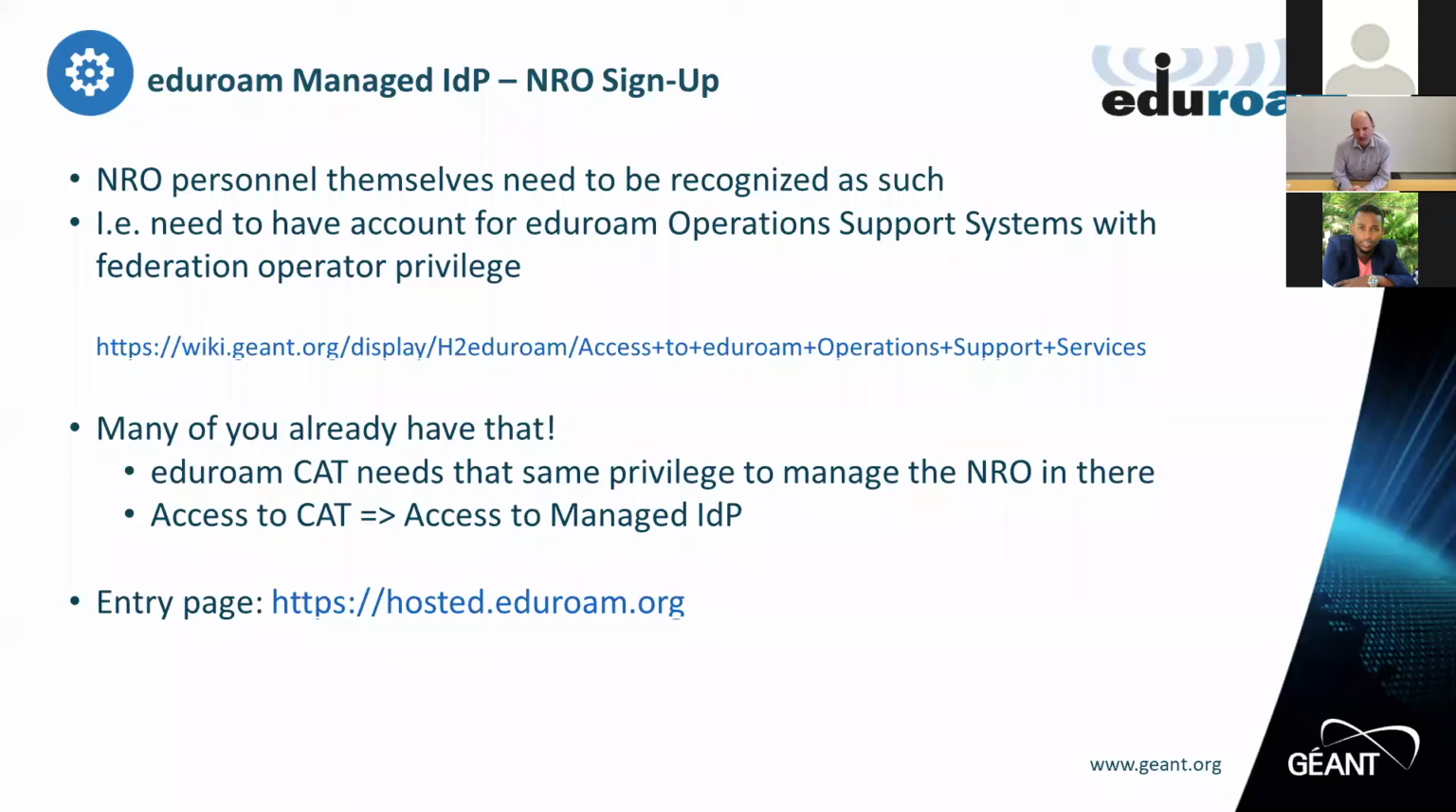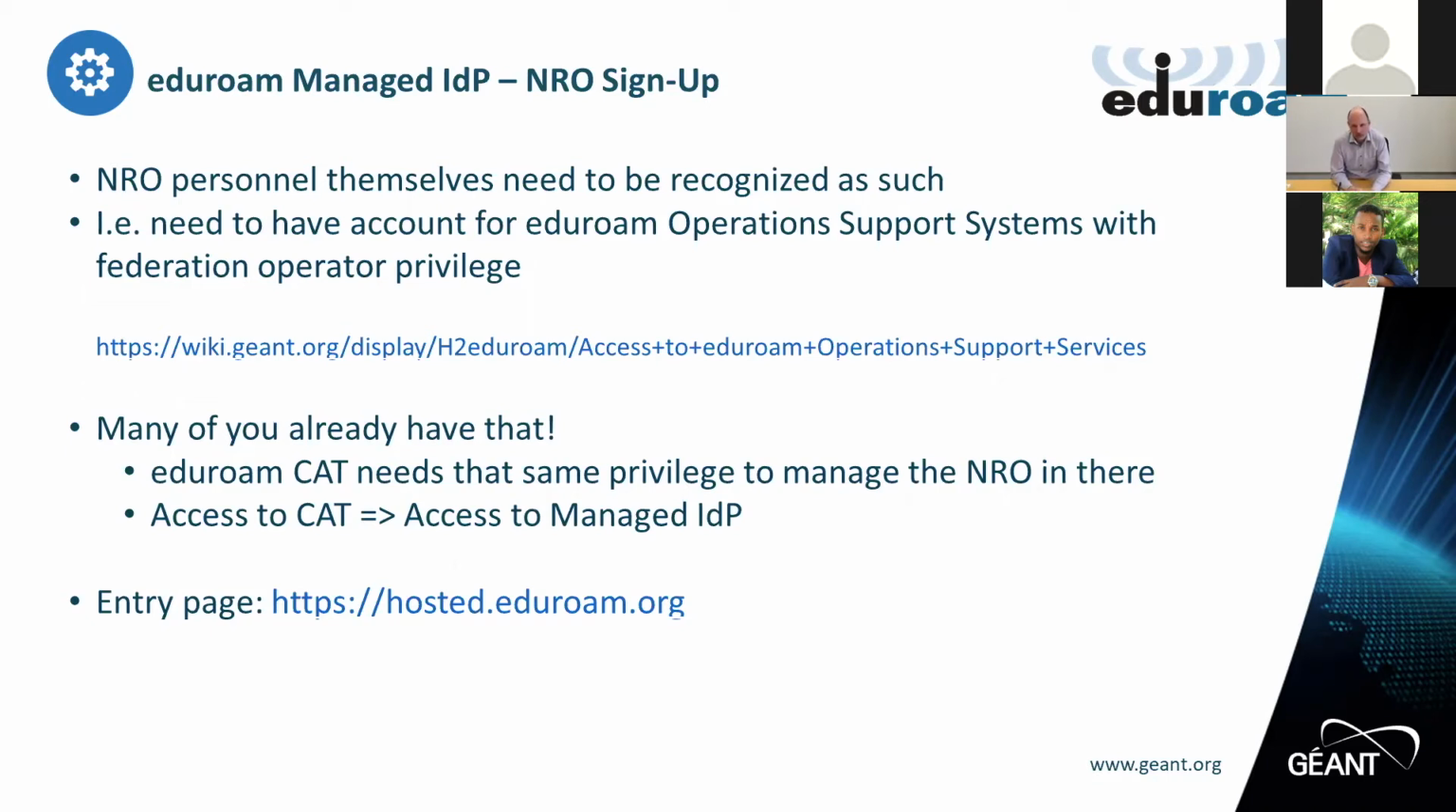So in that case, the only thing you have to do is visit the entry page, which I've put at the end of this slide. If you realize right now that, oh, I am an NRO, but I'm not in the Eduroam database, I don't know how to activate my account, you can also visit that first link above. It's in the Eduroam wiki, and there is a specific page telling you how to access Eduroam operations support services. Once you follow the instructions there, you can get started and use the system here.